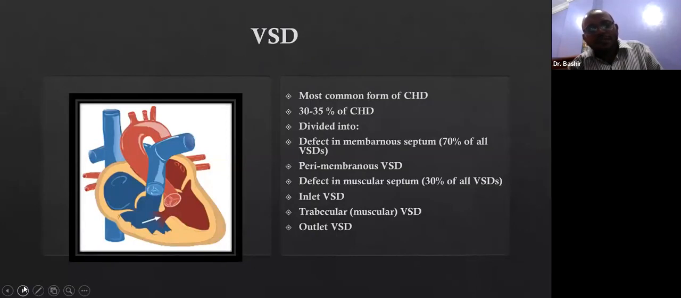The second acyanotic congenital heart disease is VSD. As we said, it is the commonest form. It is the most common form of congenital heart disease, up to 35% of congenital heart disease, and divided into perimembranous, which is the commonest form. Perimembranous means in the membranous area, which is under the aortic valve, and it constitutes up to 70% of all VSD.